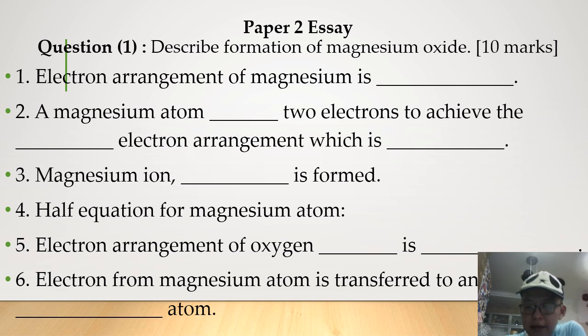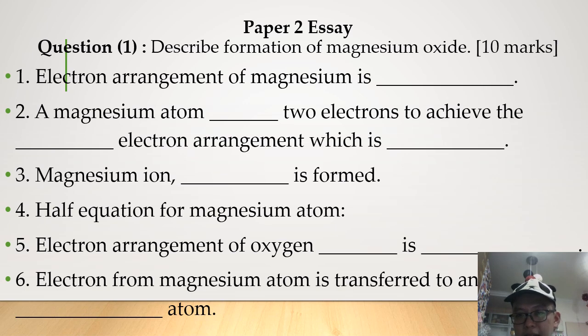So for the SPM essay question, describe the formation of the magnesium oxide. The question deserves 10 marks. So you have to describe how the chemical bond is formed. Magnesium and oxide, magnesium metal, oxide non-metal. Metal plus non-metal will form ionic bond. First, I will answer in this way.